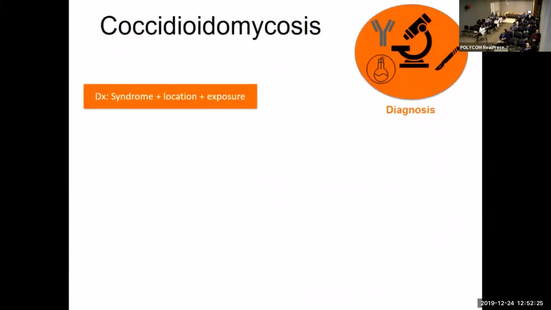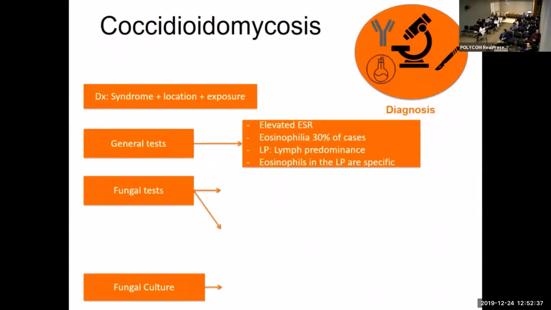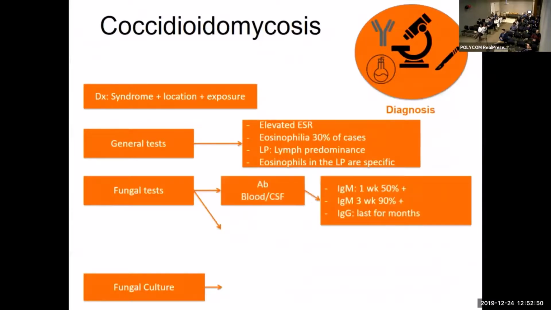So diagnosis, same thing: syndrome, location, and exposure. I know that I am being repetitive here, but these are the main principles of infectious diseases. So regarding general tests, these patients can have EOS in the blood. In the LP, it is usually lymphocyte predominant, but if you see EOS in the blood, they are pretty specific, so you should start thinking of that.